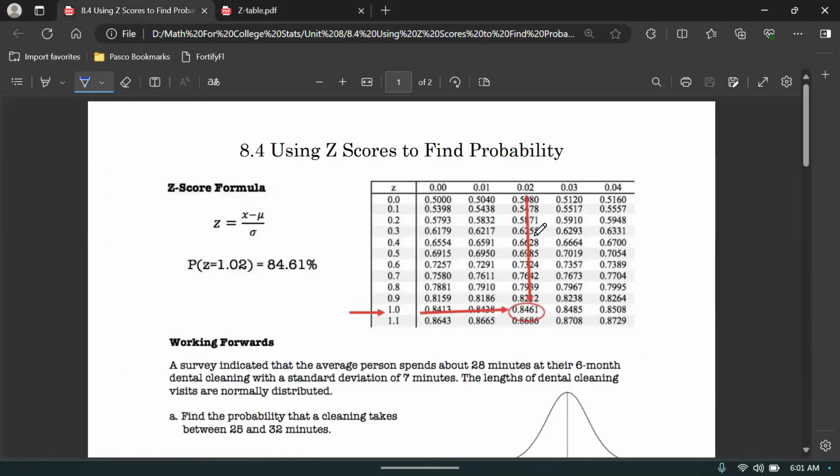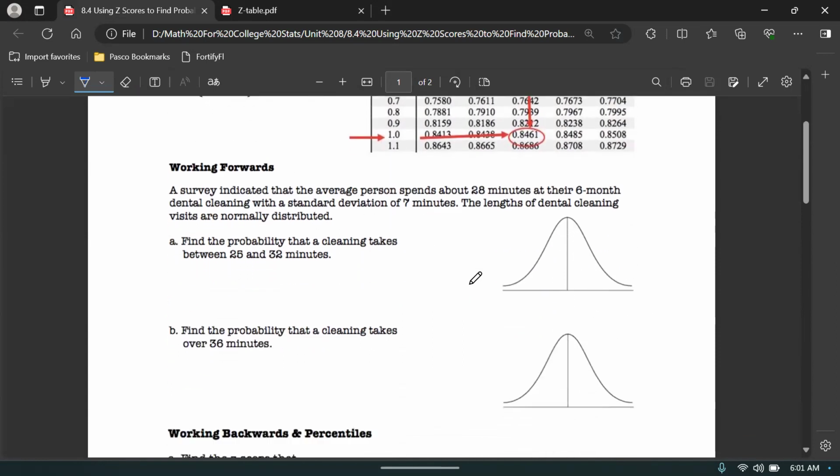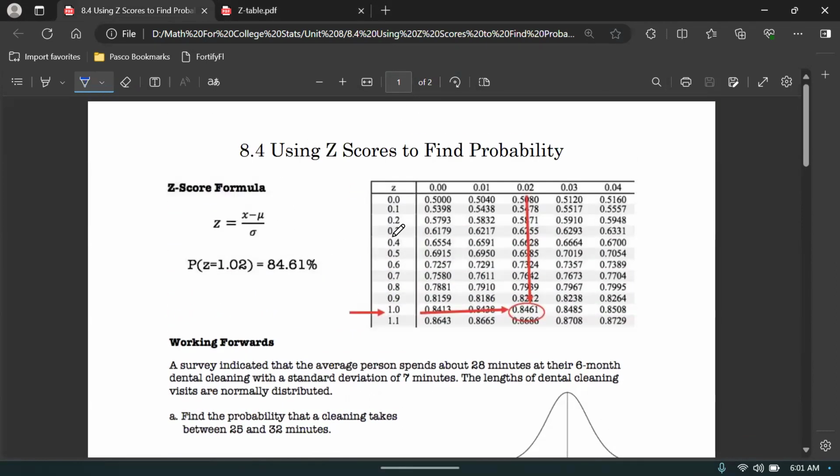All right. So anyway, all we're going to do is simply just use the chart. Just find the z-score, use the chart, and then boom, you've got your answer. So that's kind of just a recap of what this is. There's a z-score formula, yada, yada, yada.